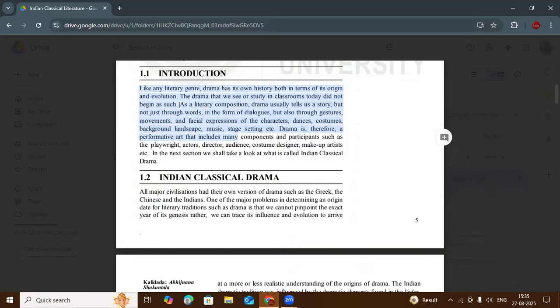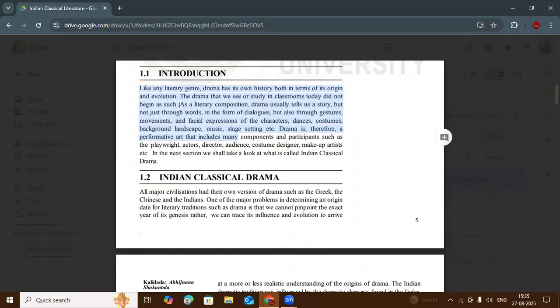As a literary composition, drama usually tells us a story, not just through words in the form of dialogues, but also through gestures, movements, facial expressions of the characters, dances, costumes, background, landscape, music, stage setting, etc. So what all are the things that come in a drama?